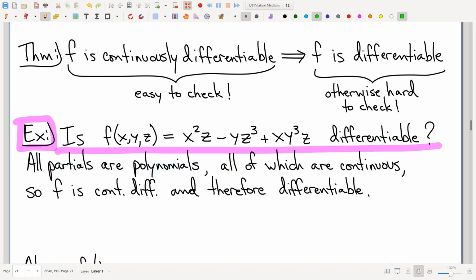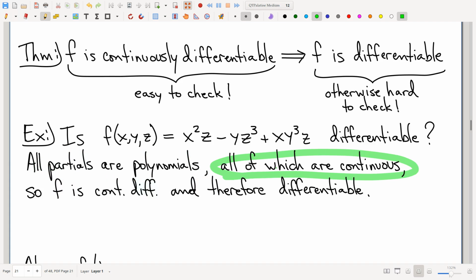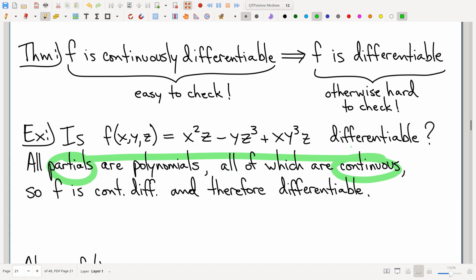And here's how it applies. We've got this function, and it's super easy to compute the partials. So easy I don't even feel the need to write it down. I think it's pretty clear that they're all polynomials. Okay, next. Polynomials are all continuous. Yep. I mean, no question there. Hey, check it. The partials are all continuous. That is the very definition of continuous differentiability.